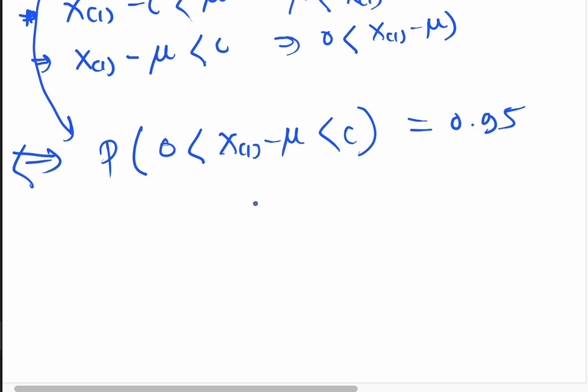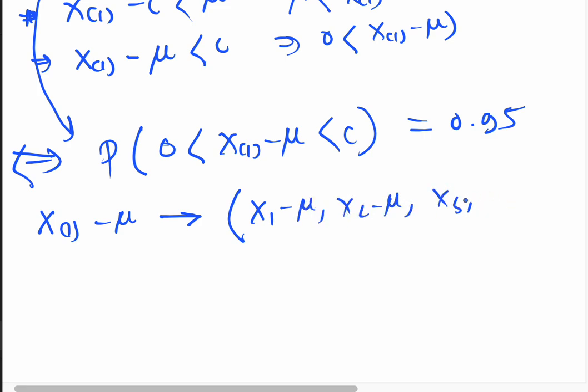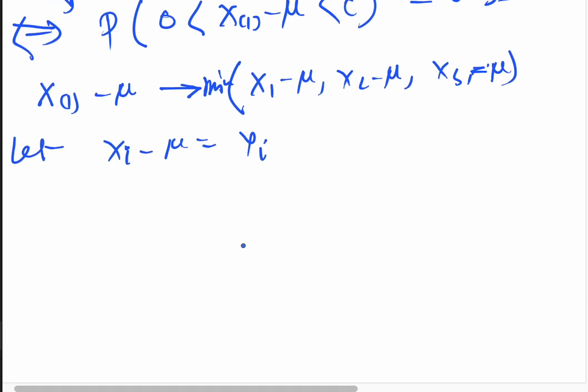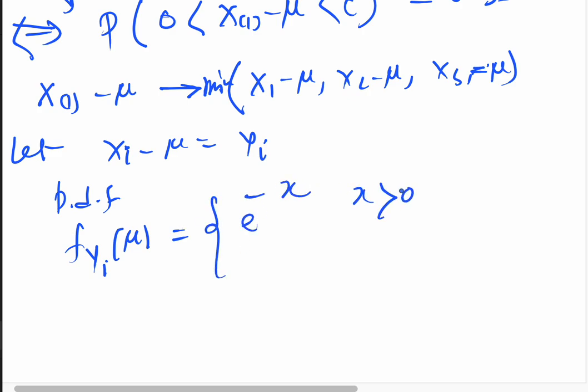Now assume that x1 minus mu will be the minimum among x1 minus mu, x2 minus mu and x3 minus mu. Let xi minus mu be yi. Then the probability density function of yi will be f of yi is e to the power minus y, where y greater than 0, or 0 elsewhere.